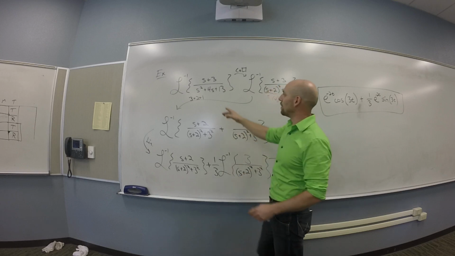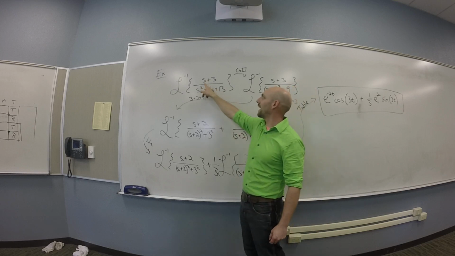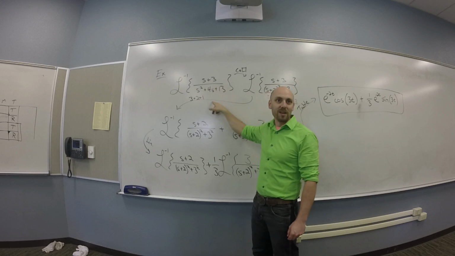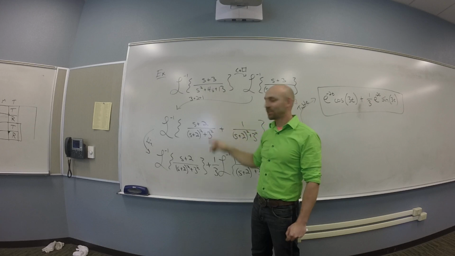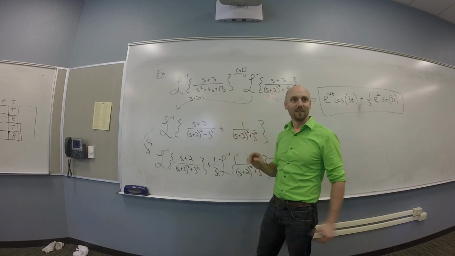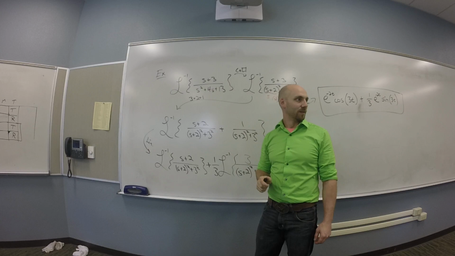It would be a major dorkness to break this into s over this thing plus 3 over this thing, right? You need that s plus 2 and the one with the number. You want those two pieces to be separate. Good with this?